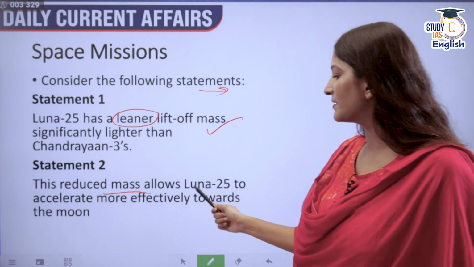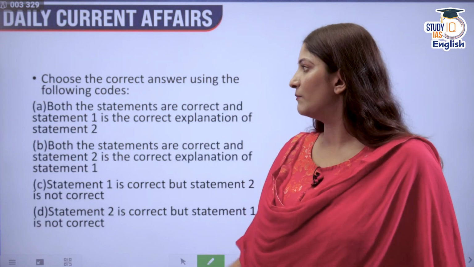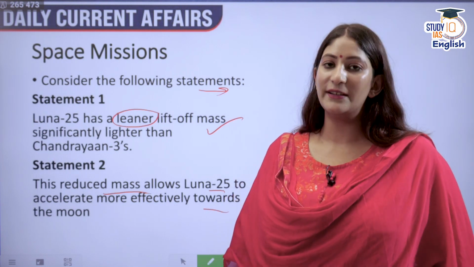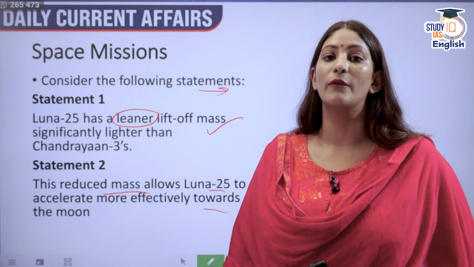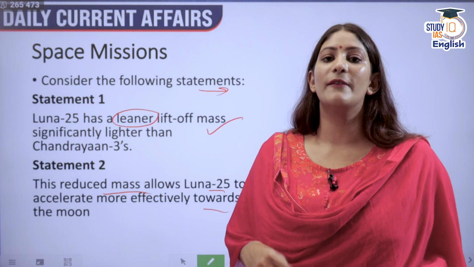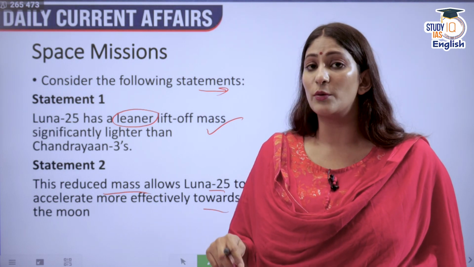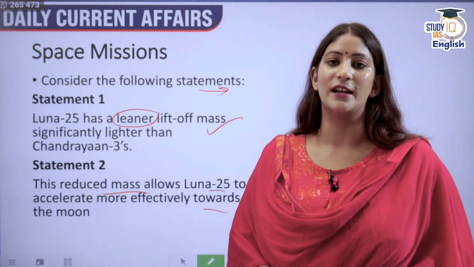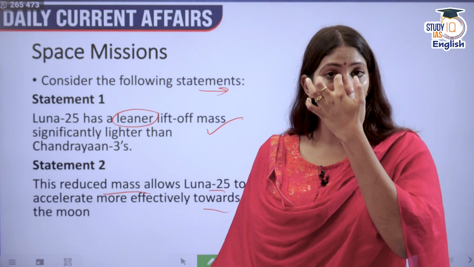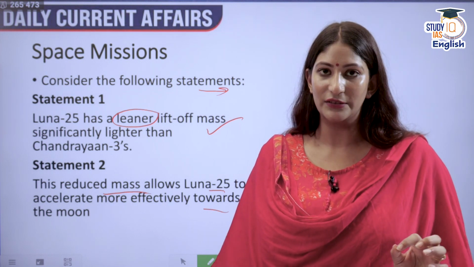This reduced mass allows Luna 25 to accelerate more effectively towards the moon. So we know that Luna 25 is challenging the lander of the Chandrayaan 3, which has just separated so that it can make a final journey towards the landing. But on the south pole of the moon, Luna 25 is challenging that. How? Because Luna has traveled at a much faster rate than Chandrayaan 3.